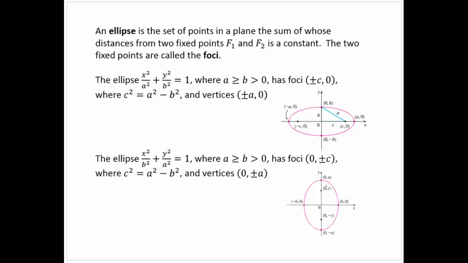Alright, now moving on to the ellipse. An ellipse is a set of points in the plane, the sum of whose distances from two fixed points, f1 and f2, is a constant. The two fixed points are called the foci.